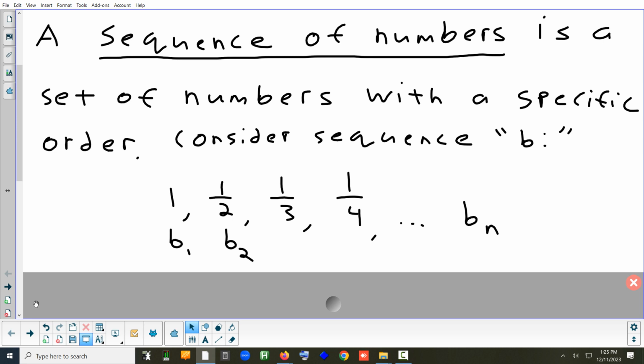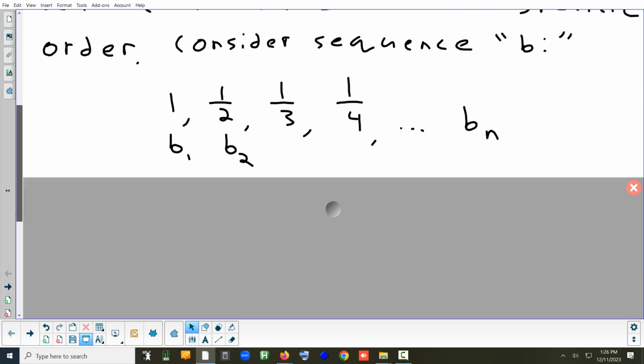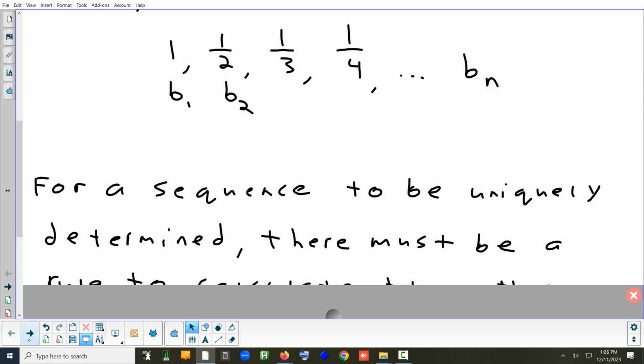All right. And in this one, you can kind of see what the pattern is. You're really just adding 1 to the denominator each time. So the next terms are 1/5, 1/6, 1/7. That one's a pretty straightforward pattern.